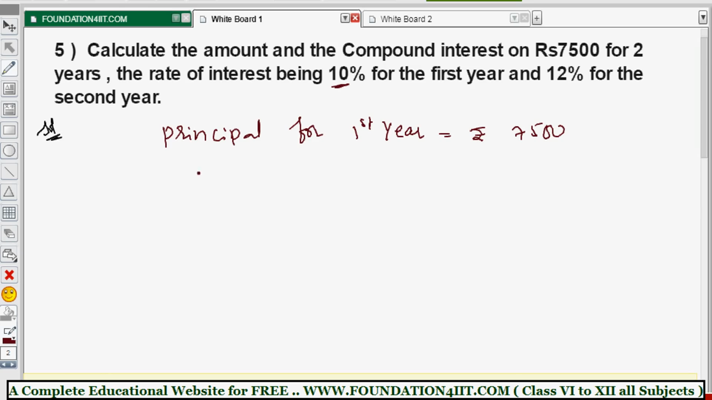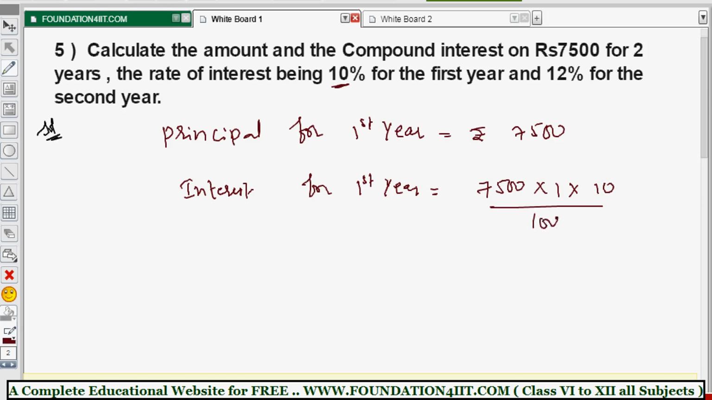So we can find out the interest for first year. Principal is 7,500, only 1 year, but rate of interest is 10% here. So 10 by 100. If it is 12, we'll take next year 12 by 100. Now it's 10%, 10 by 100. Cancelling the zeros, 75 into 10, 750 rupees is the interest for first year. That's it.